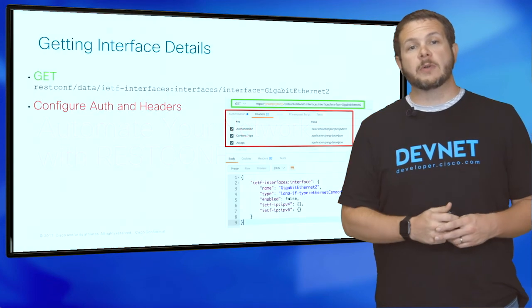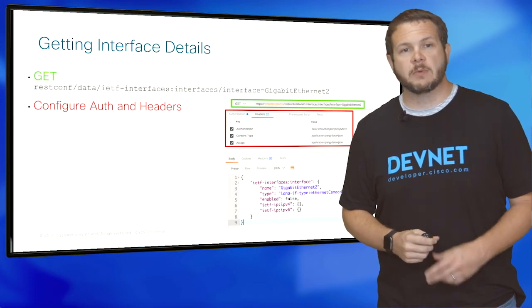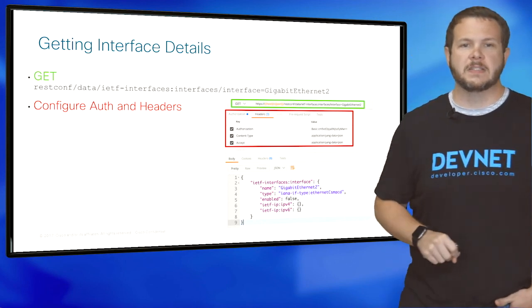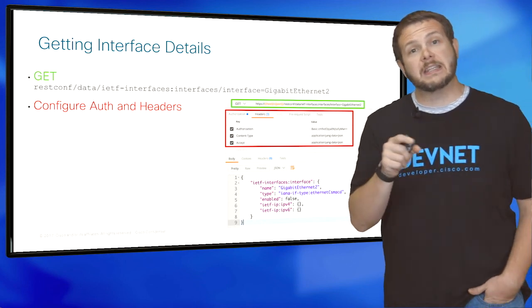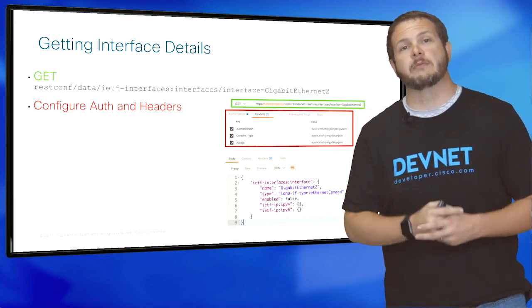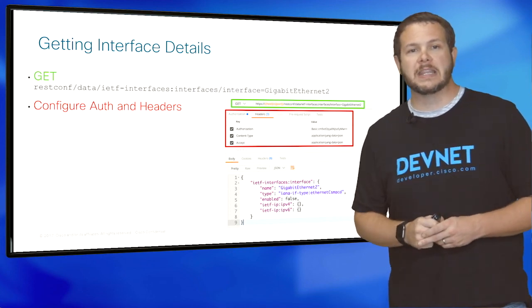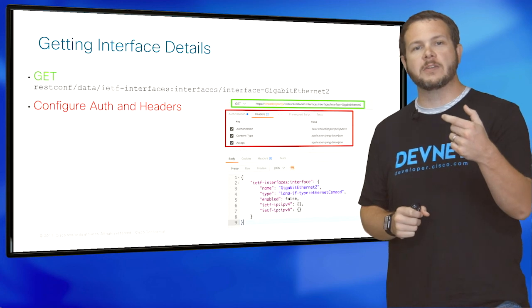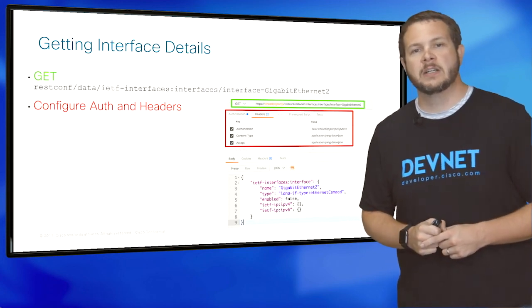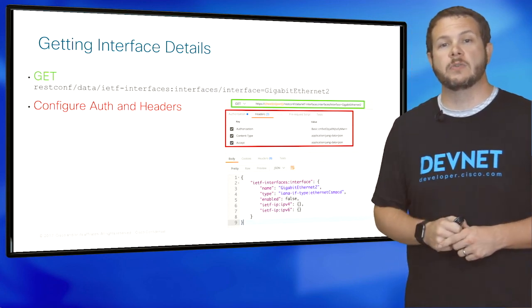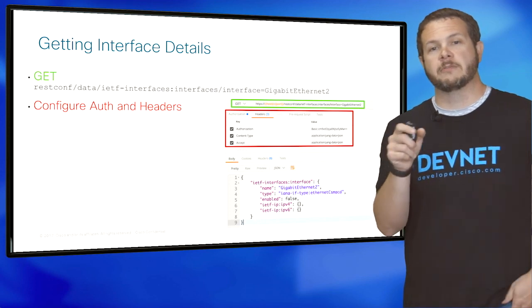Now the first bit that we're going to do is basic operational information. We want to get information about an interface that's out there. And I say I want to get the information, and indeed that is the type of RESTconf request we're going to use. We will get our information about the IETF interfaces module, the interfaces container, and explicitly the GigabitEthernet2 that we've got from our device.